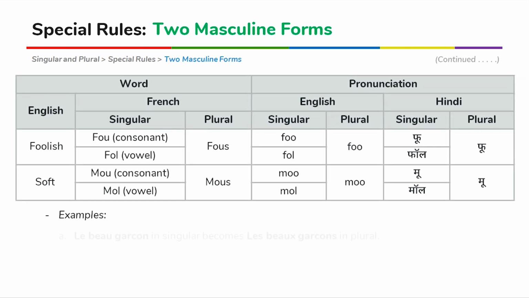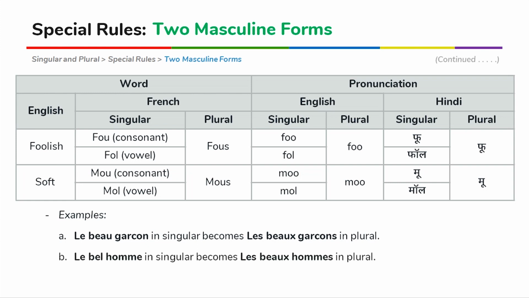Let's see some examples. Le beau garçon in singular becomes les beaux garçons in plural. Le bel homme in singular becomes les beaux hommes in plural. Observe that both the examples have a common plural for both the forms.